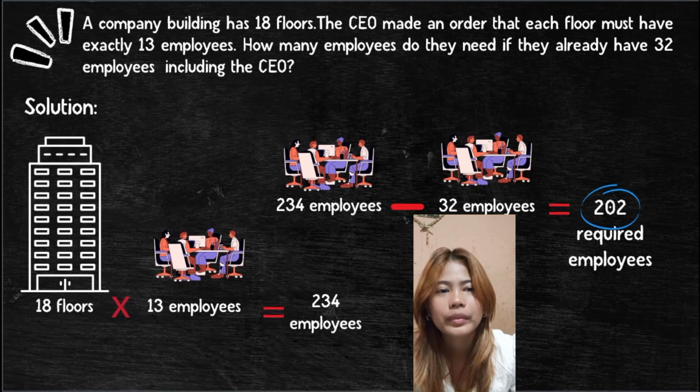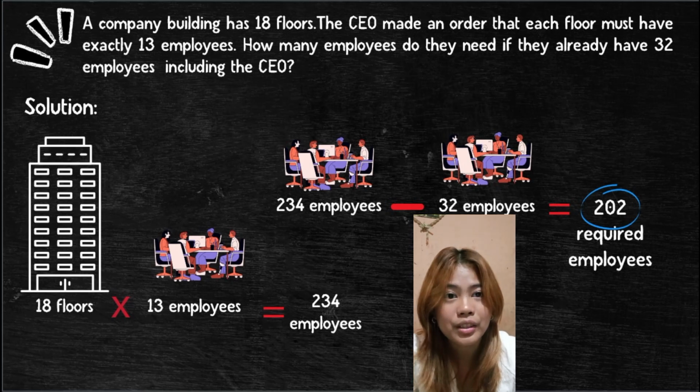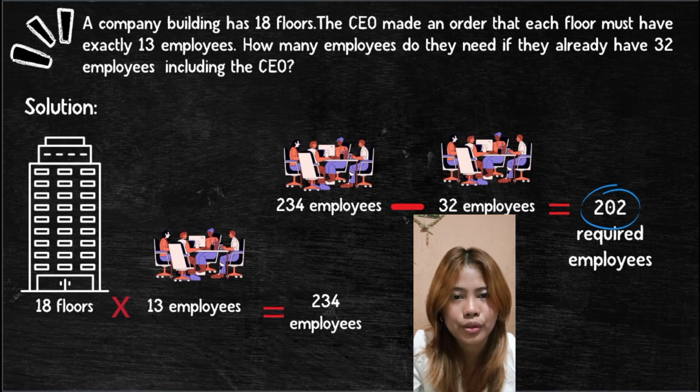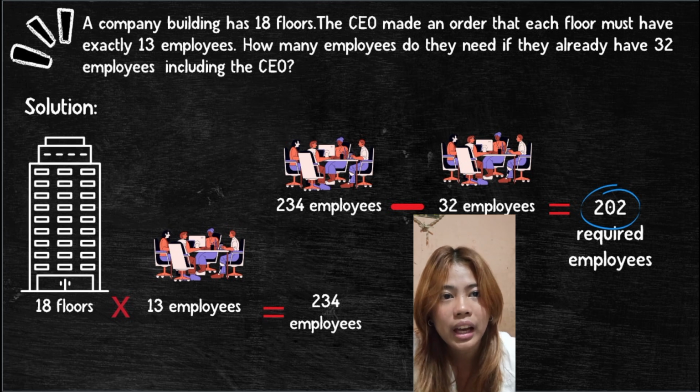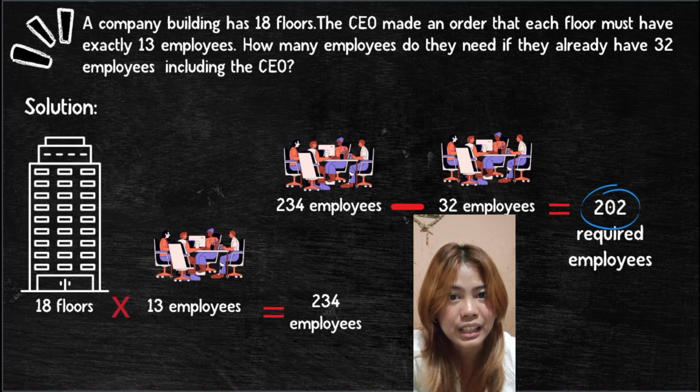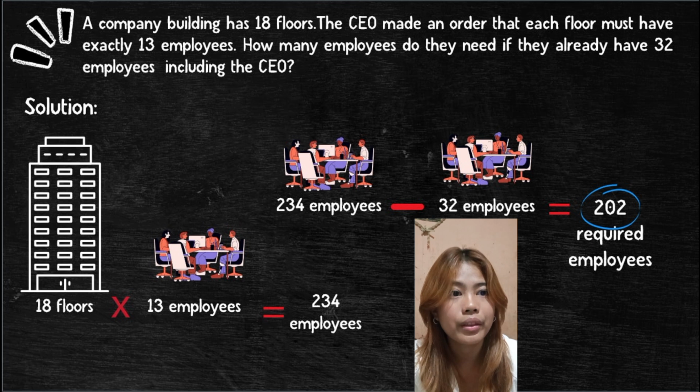Okay, time's up. To check if your answer is correct, here's the solution. A company building has 18 floors. The CEO made an order that each floor must have exactly 13 employees. How many employees do they need if they already have 32 employees, including the CEO? So you can see 202 required employees are needed even though they already had 32 employees, including the CEO.